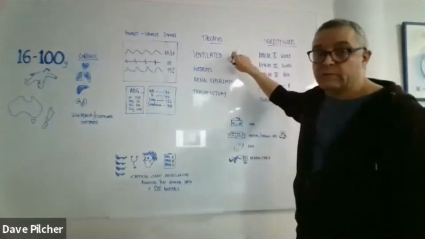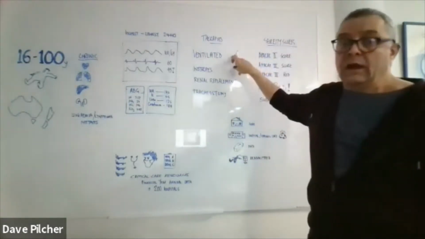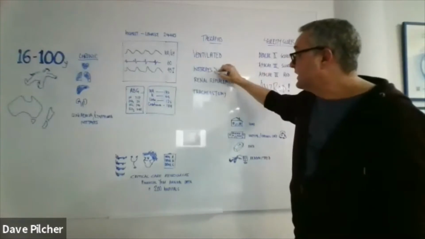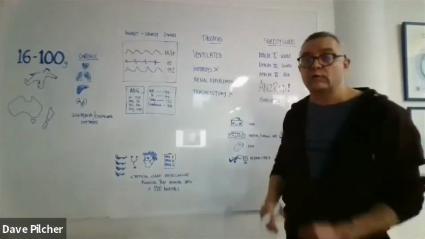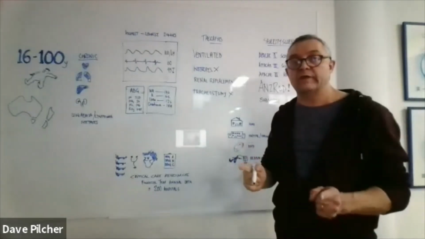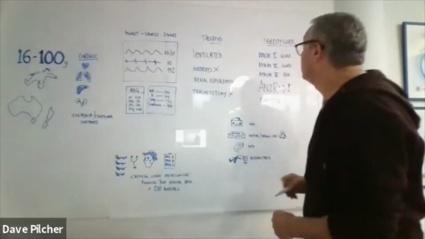We've got information on whether the patient was ventilated or not. Unfortunately, what we don't have in this data set is information on inotropes, renal replacement or tracheostomy, or the duration of ventilation, but you know whether they were ventilated in the first 24 hours.